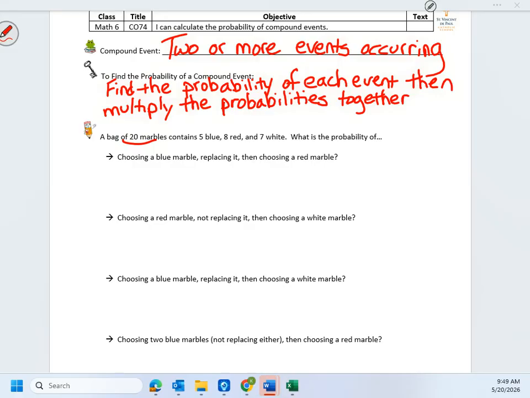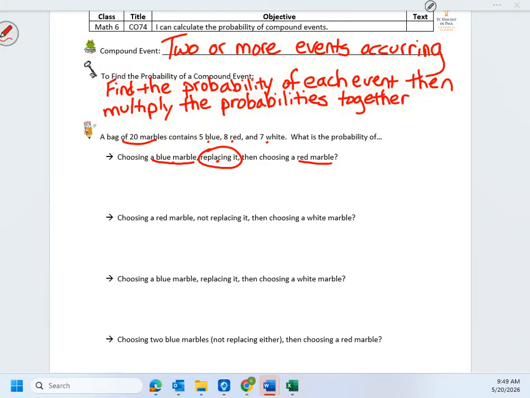What does that tell us? Rhoda? Our total possible outcomes are 20, right? So that's going to be the denominator. There's 20 marbles in the bag. We know our denominator now. 5 are blue, 8 are red, 7 are white. So what is the probability of choosing a blue marble, replacing it? Remember, we have to pay attention if we're replacing or not replacing, because that changes our total outcome for the denominator. And then choosing the red marble.